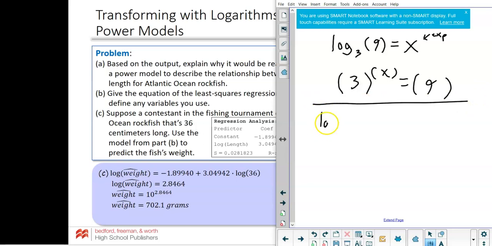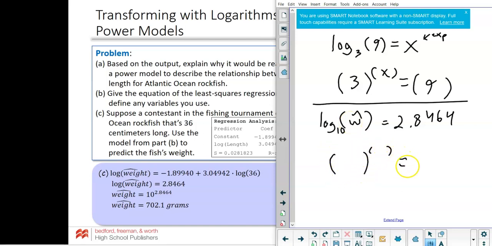The problem was log of the predicted weight, I'm just going to put predicted W there, equals 2.8464. The understood base there is 10. I hope you remember that. When there's no base, it's understood to be 10, unless it's natural log, and then it's understood to be e. So we're going to put this in exponential form.